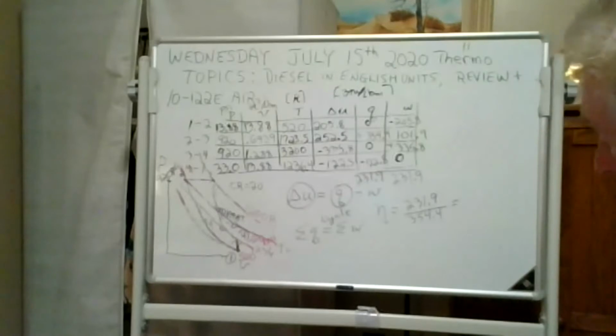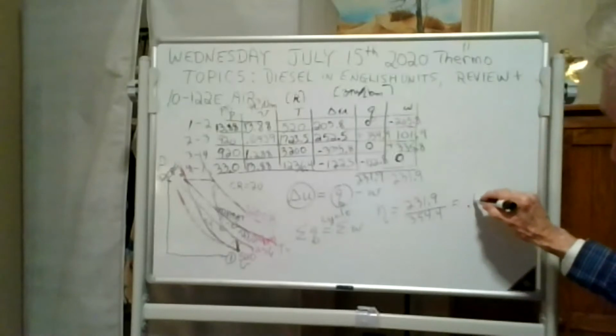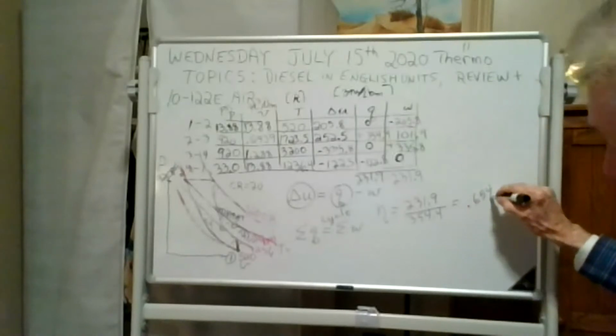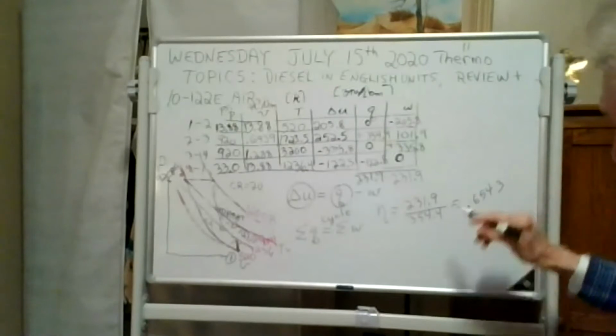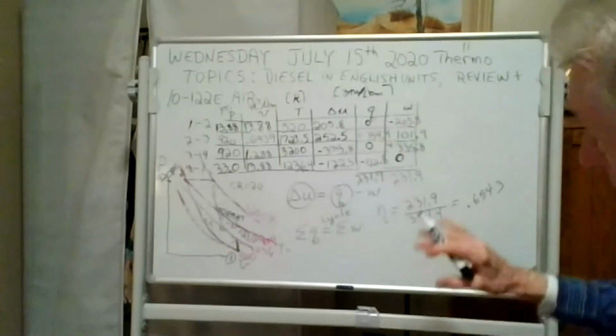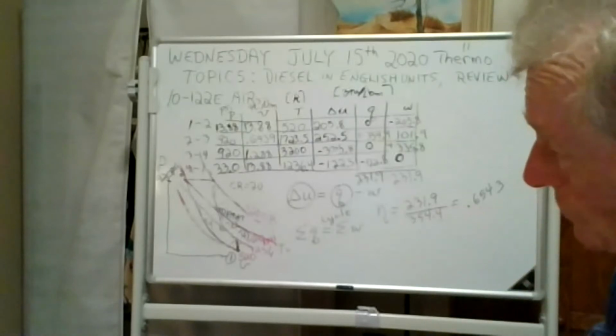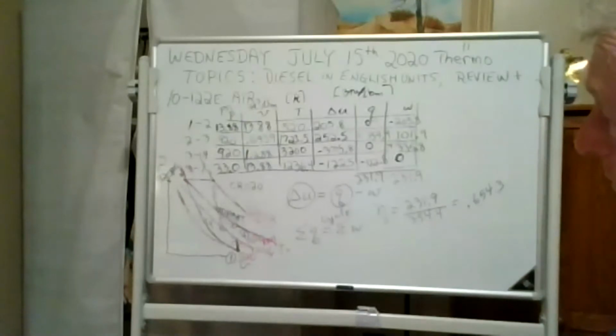231.9, 354.4. I'm getting 0.65, 4, 3, 65% efficient. You're not going to get that with a real life diesel engine. This is an ideal diesel engine, no friction whatsoever.